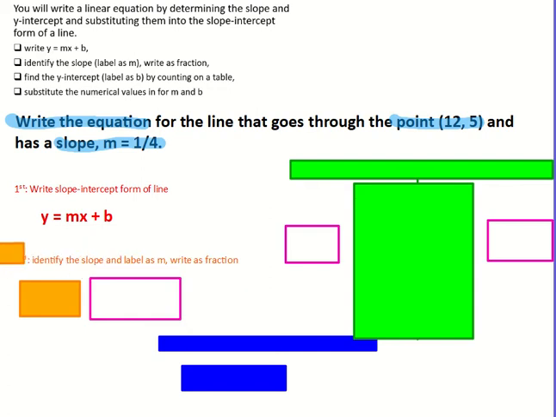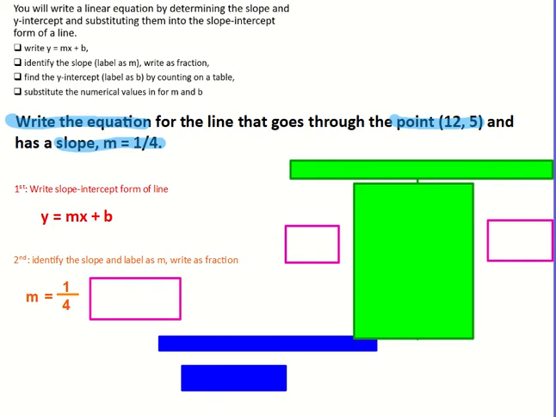So second step, identify the slope and label as m. So the slope, m, was given in the problem. It's 1/4, so we're going to label m as 1/4. Now, if the slope was not given as a fraction, it would be helpful to change it to a fraction. So say, for example, the slope m was 5. To change 5 to a fraction, you'd put it over 1, so it'd be 5/1.